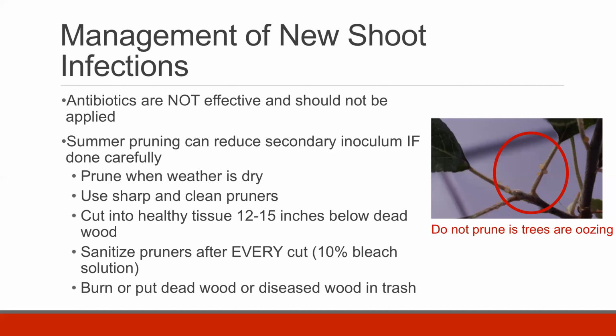And lastly, similar to with dormant season pruning, it's important to burn or take the dead wood out of the orchard and put it in the trash. Lastly, I may not have mentioned this, but it's really critical that they do not prune if the trees are oozing.